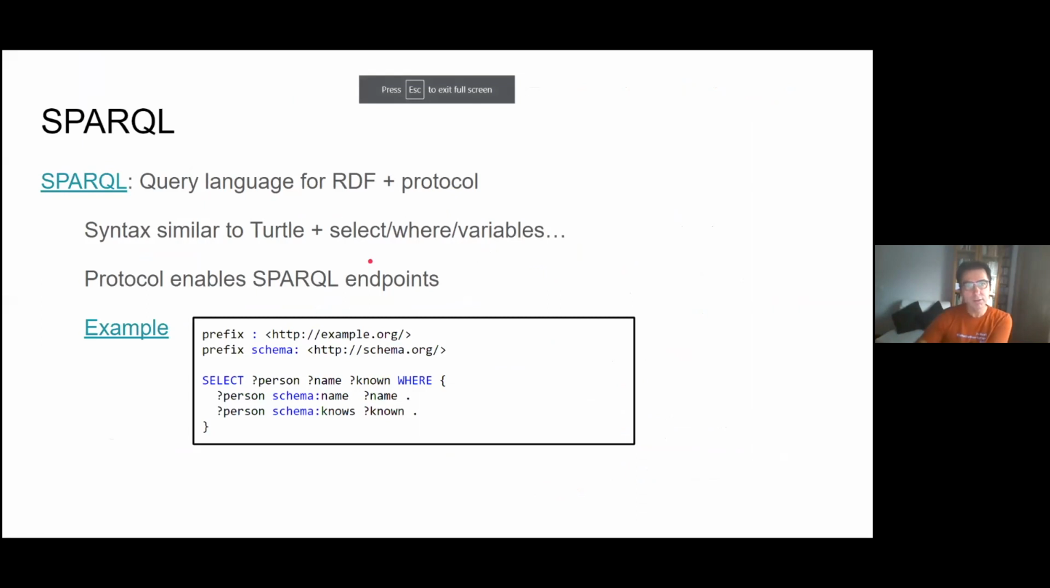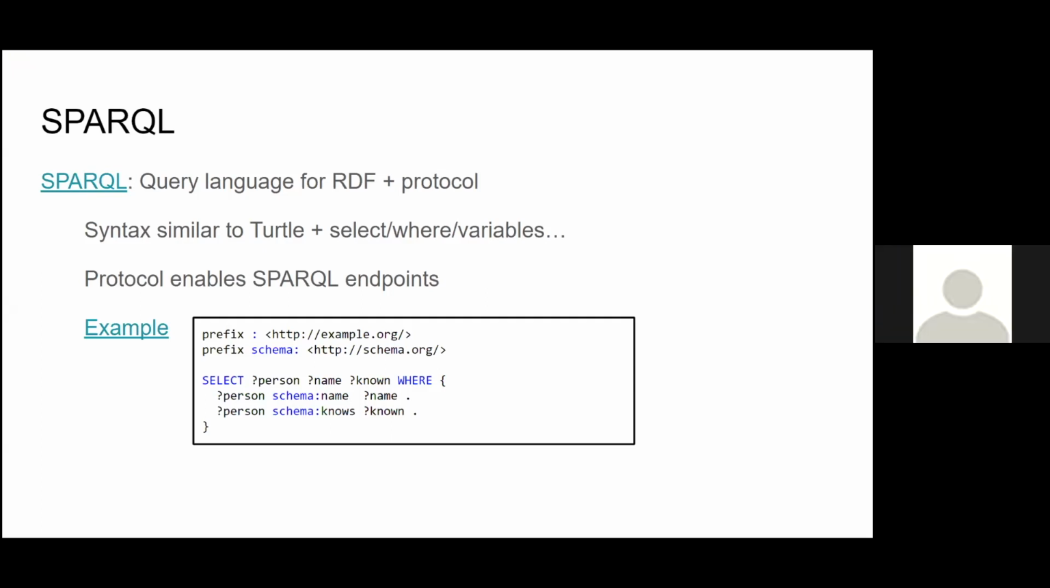Then the other tool is SPARQL, and I think the people who are looking at this tutorial probably already know what SPARQL is. It's a query language for RDF and also has a protocol. It's important to know that the protocol is what enables SPARQL endpoints. So you can put RDF data behind a SPARQL endpoint, and then you can do queries on that SPARQL endpoint.